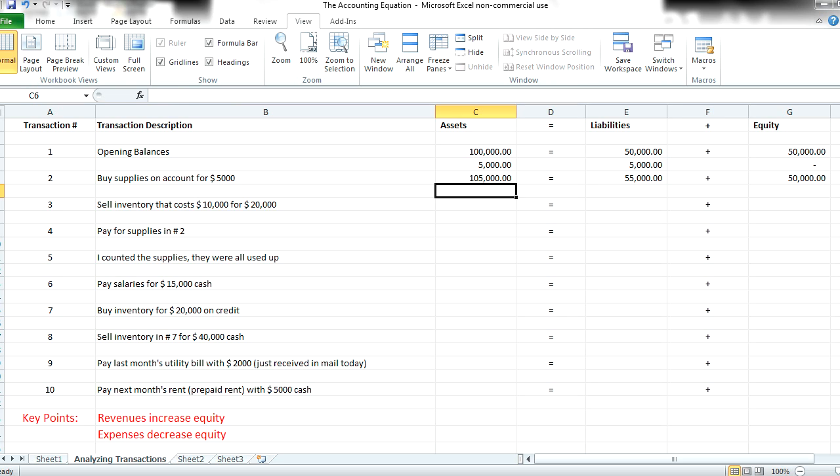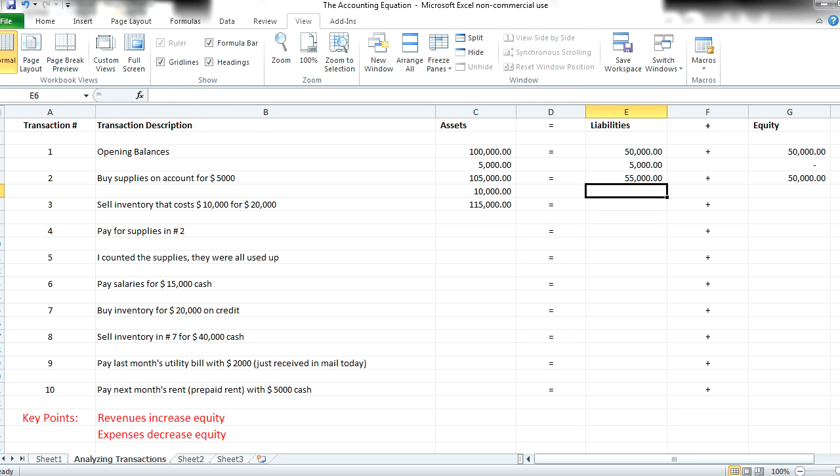In transaction number 3, we're going to sell inventory that costs $10,000 for $20,000. So this one's a little bit more complicated because we're giving up assets, but we're also getting assets. We're giving up assets worth $10,000, that's our inventory. In exchange, we're getting $20,000 of cash. So our net increase in assets is going to be the difference, which is our $10,000. That's the profit that we made on the inventory.